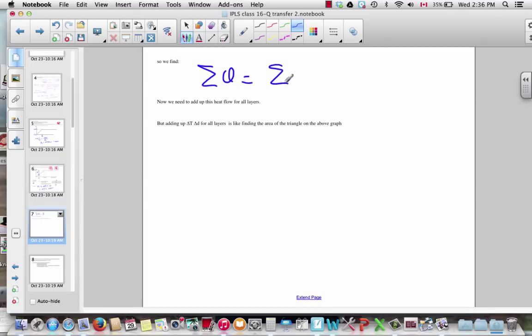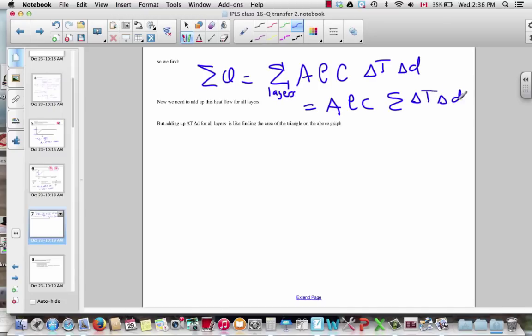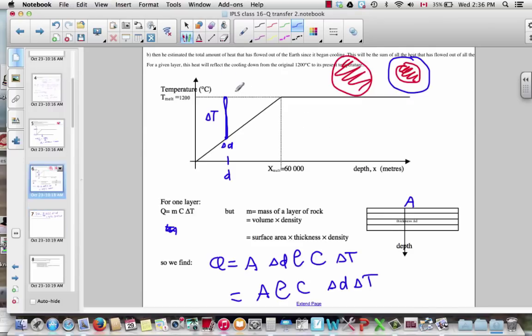So we're adding up, what was that? That was A, rho, C, delta T, delta D, over all the layers, and I'm using summation notation here. But A, rho, and C are just constants. They're the same for each layer, so we end up adding up delta T, delta D, and as I said earlier, that's the little area of that little wedge. And if you add up all of those little layers, then you end up essentially just finding the area of this triangle, right? Because you'd be adding up this little area, adding up this little area, and that's going to give the area of the triangle, which is half times base times height.